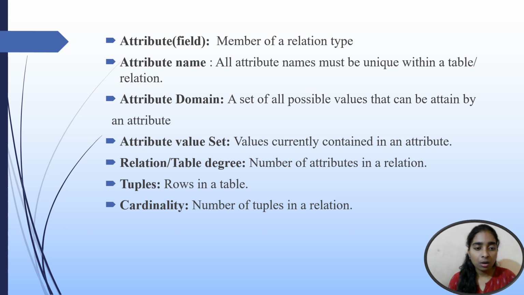The relation or table degree is the number of attributes in a relation. Tuples are the rows in a table. Cardinality is nothing but the number of tuples present in a relation.